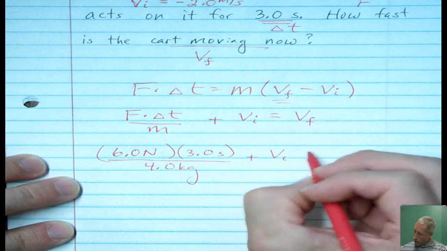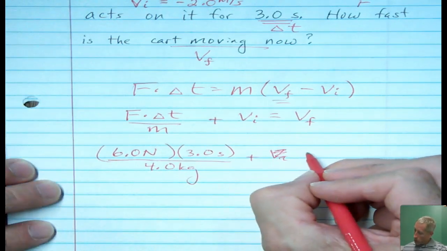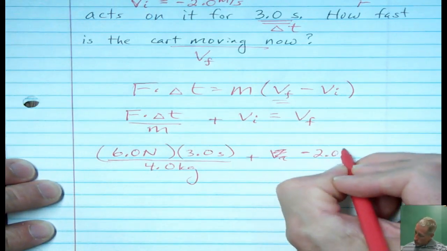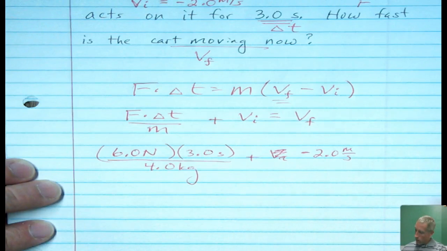Okay? Then when we divide it by the mass, our mass is 4 kilograms. And we're going to add it to our initial velocity, which is leftward at 2, so that's a negative 2 meters per second. All right.